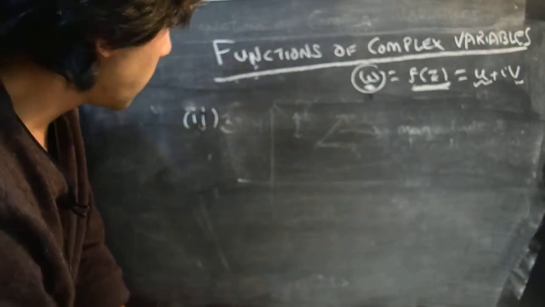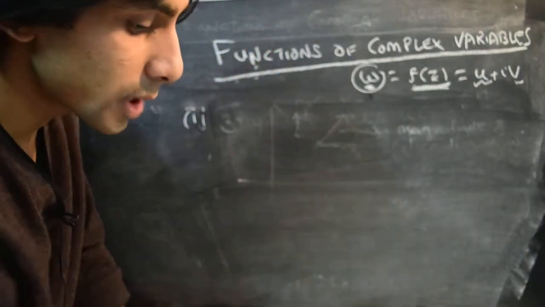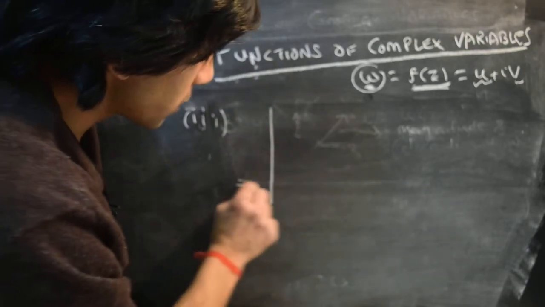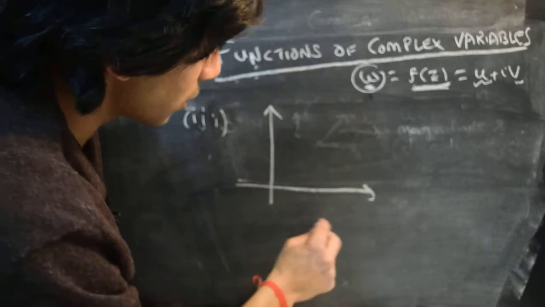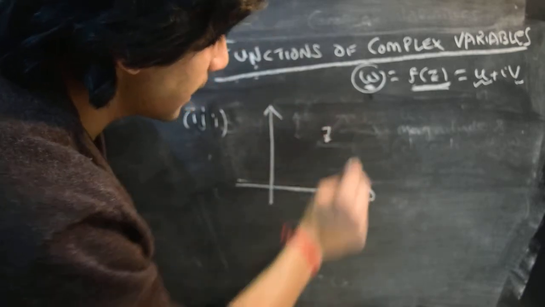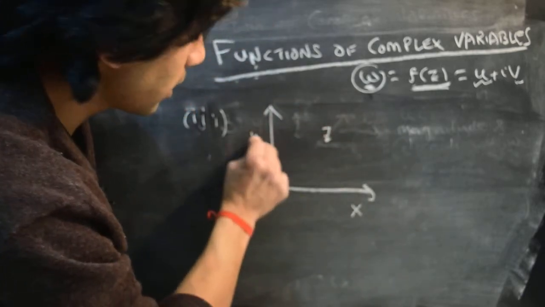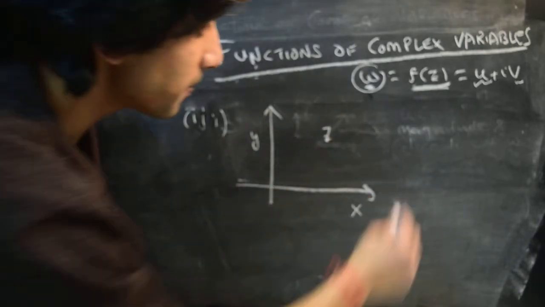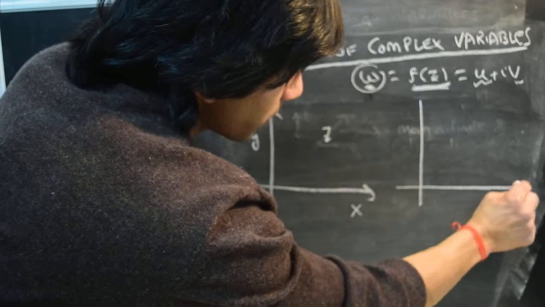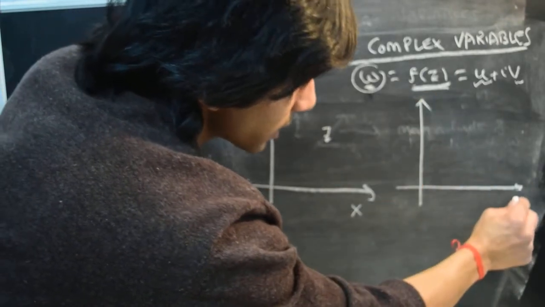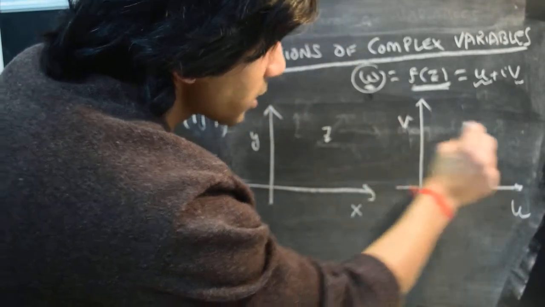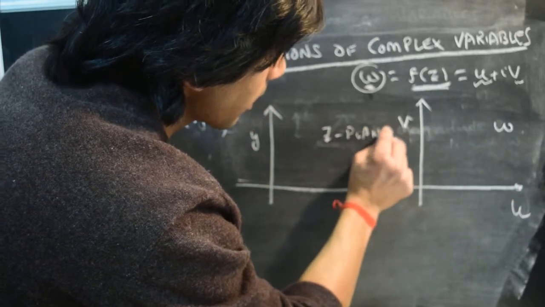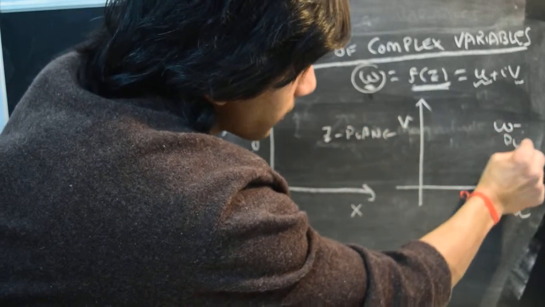A third possibility, which is quite often used as a starting point, is to make two copies of the complex plane. We make a copy for the z plane and label the axes as x and y. So this is a complex plane, this is the real axis, and this is the imaginary axis corresponding to z. And we make another copy of the complex plane and label the real axis as u and the imaginary axis as v, and this is called the w plane. So this is called the z plane and this is called the w plane.